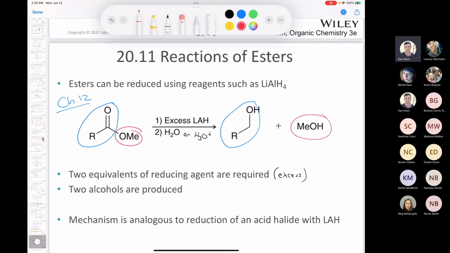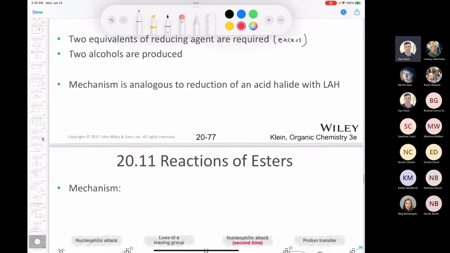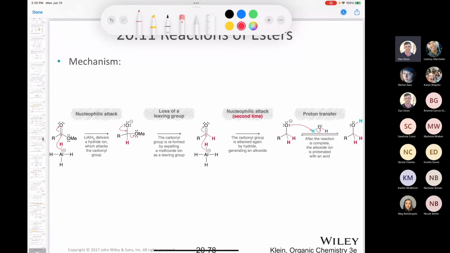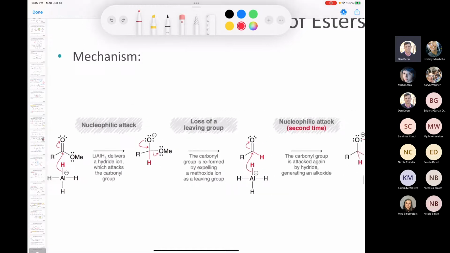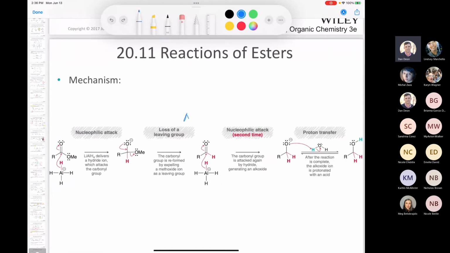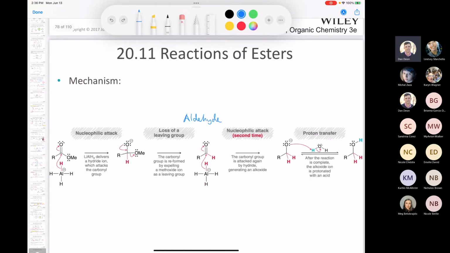And again, the mechanism is just like we saw for the reduction of an acid chloride with lithium aluminum hydride. Let's take a look at it here. First step is just the nucleophilic attack of the hydride. You make the tetrahedral intermediate. You lose the alkoxide. You form an aldehyde in situ, which just means in the reaction. And then, of course, if you treat an aldehyde with lithium aluminum hydride, it's going to make a primary alcohol. So that's really all there is here. And again, here they have water drawn in. You could use hydronium. Either way works, depending on the situation.